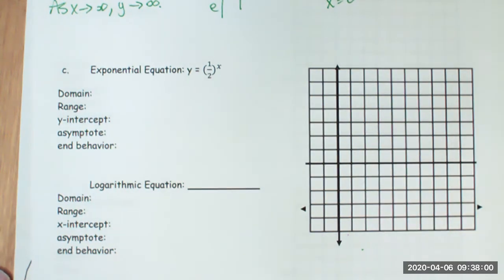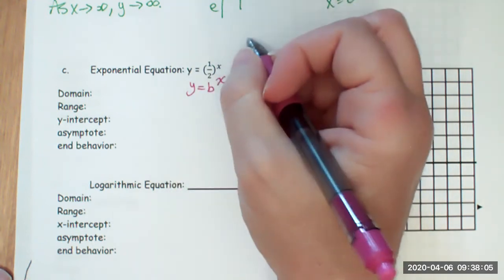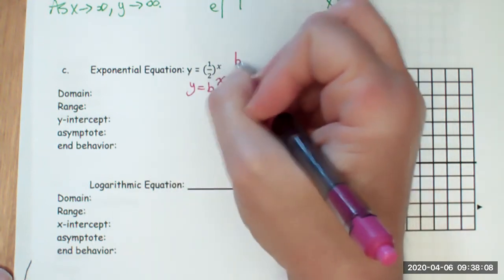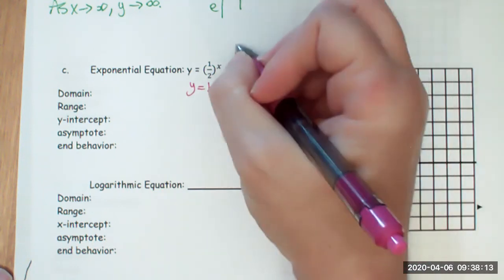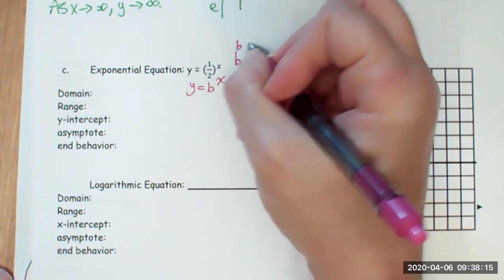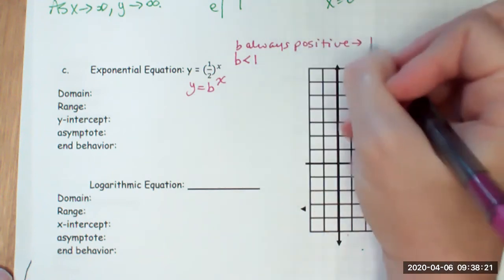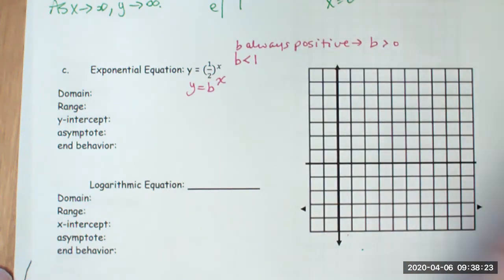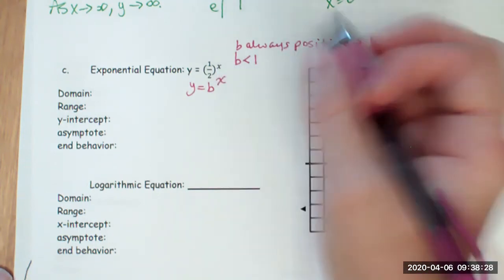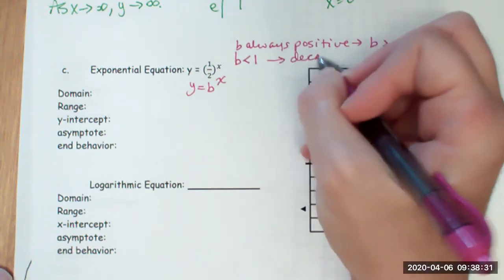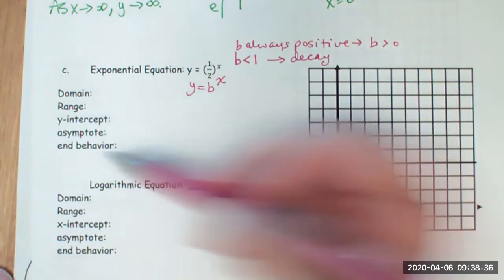As you'll see here, we've got y equals b to the x, and b here is going to be less than 1. Of course, b is always positive, always greater than 0, but it's less than 1. It's between 0 and 1, at 1/2. Therefore, we have decay. Again, we can fill these in after.